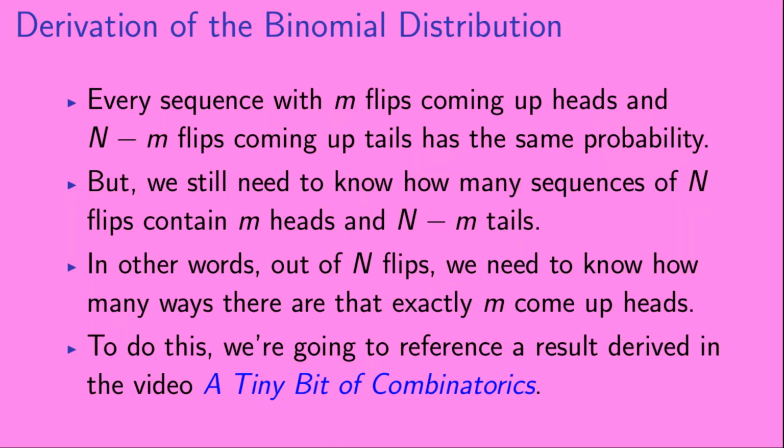Every sequence with m flips coming up heads and n minus m flips coming up tails has the same probability. But we still need to know how many sequences of n flips contain m heads and n minus m tails. In other words, out of n flips, we need to know how many ways there are that exactly m come up heads. To do this, we're going to reference a result derived in the video, a tiny bit of combinatorics.